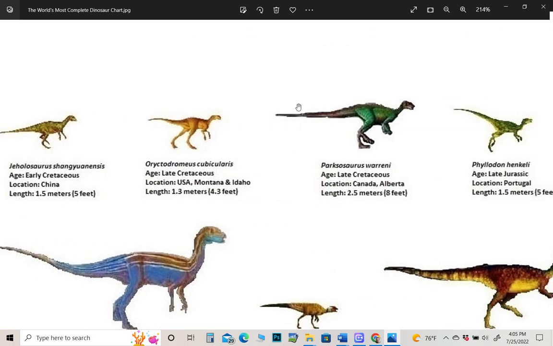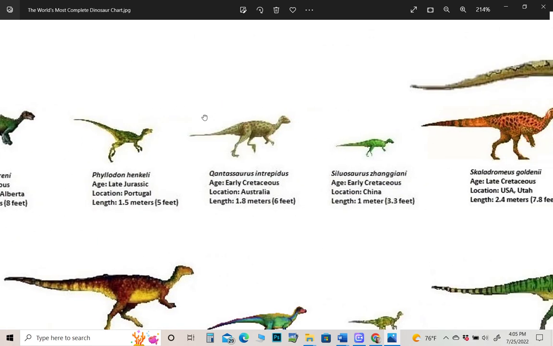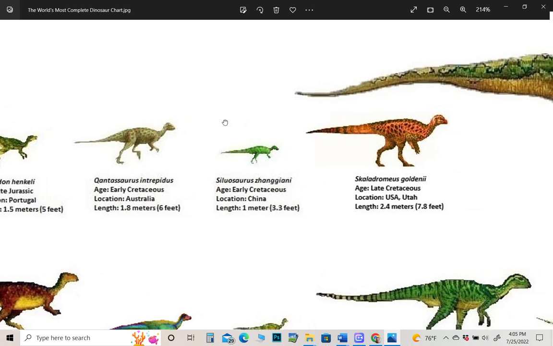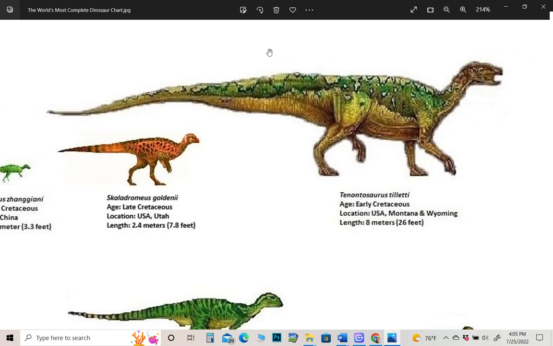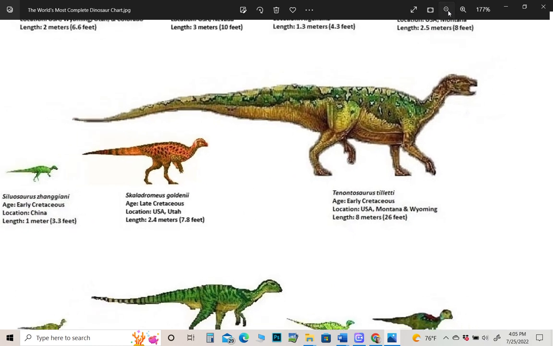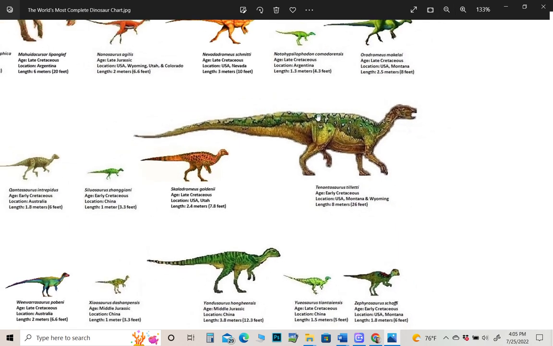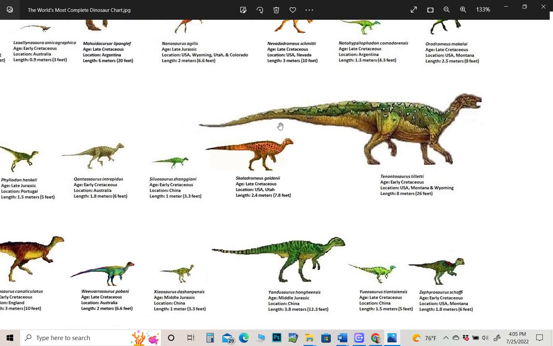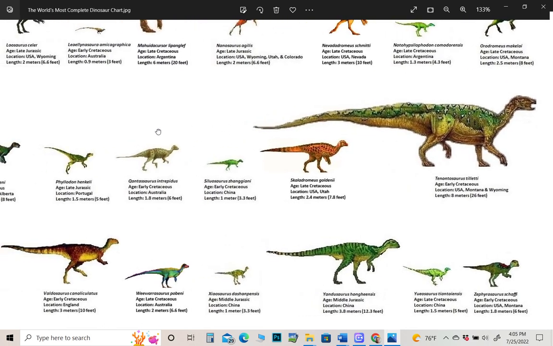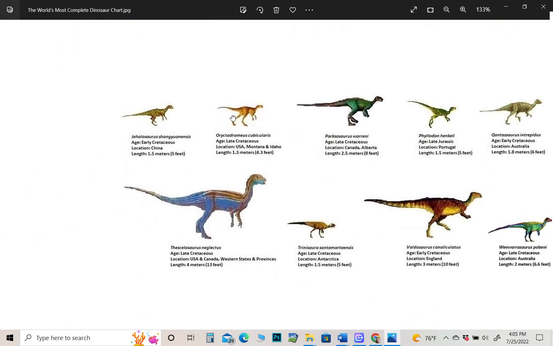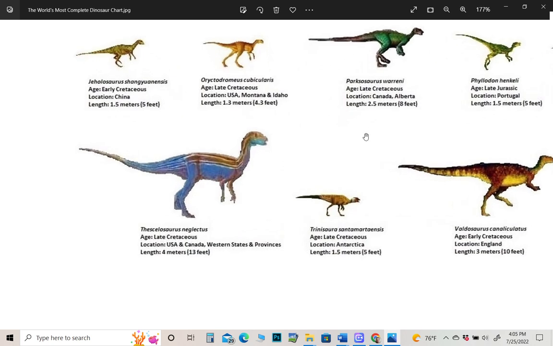Joholosaurus, Eructodromius, Parksosaurus, Phyllodon, Contosaurus, Siluosaurus, Skeledromius, and Tenontosaurus, which I think way back was classified as a Hypsilophodont, even though it's probably more of an iguanodont, but it's kind of between. I don't know why they classified it as that. It was a very long time ago, but it's traditionally been put in there, even though it probably is properly an iguanodont.